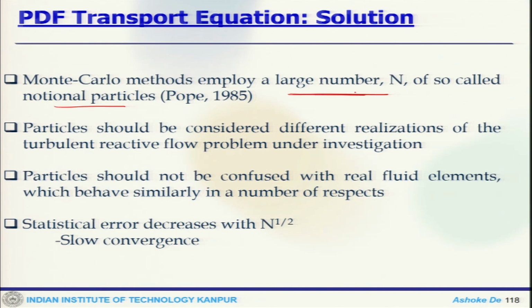That means it is a Lagrangian framework. Now, the particles should be considered different realizations of the turbulent reacting problem under this investigation. It should not be confused with real fluid element, and the statistical error also decreases with number of particles. Obviously, there will be an issue with the convergence, because once you have the high dimensional problem with large number of particles, these are obvious.